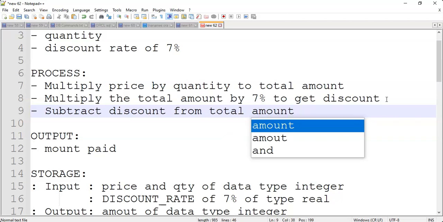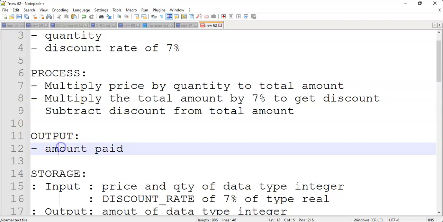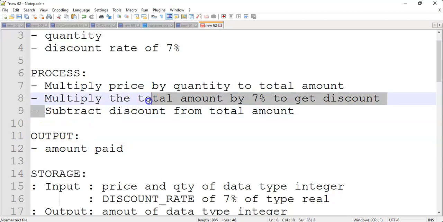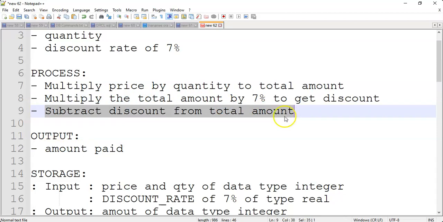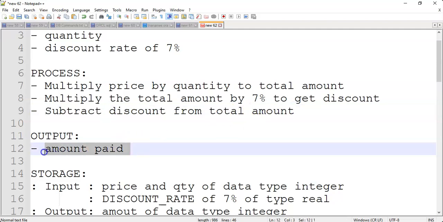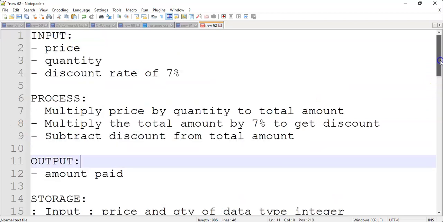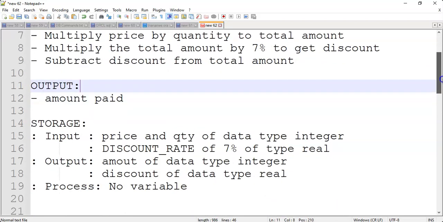The aim is to get amount paid. So this will be the last step. We are doing this to get amount paid. We can say to get amount paid, but we can also leave it because we know after this will be the output. It's only one output, so we can leave it as is. So we are going to subtract the discount from the total amount, and we know that will give us the desired output. Yeah, so let's try to go through the storage requirement.